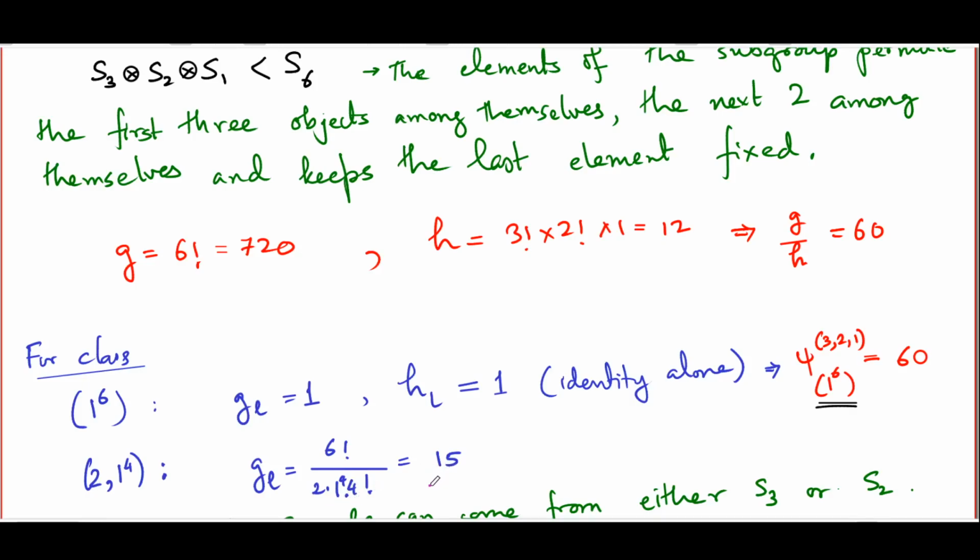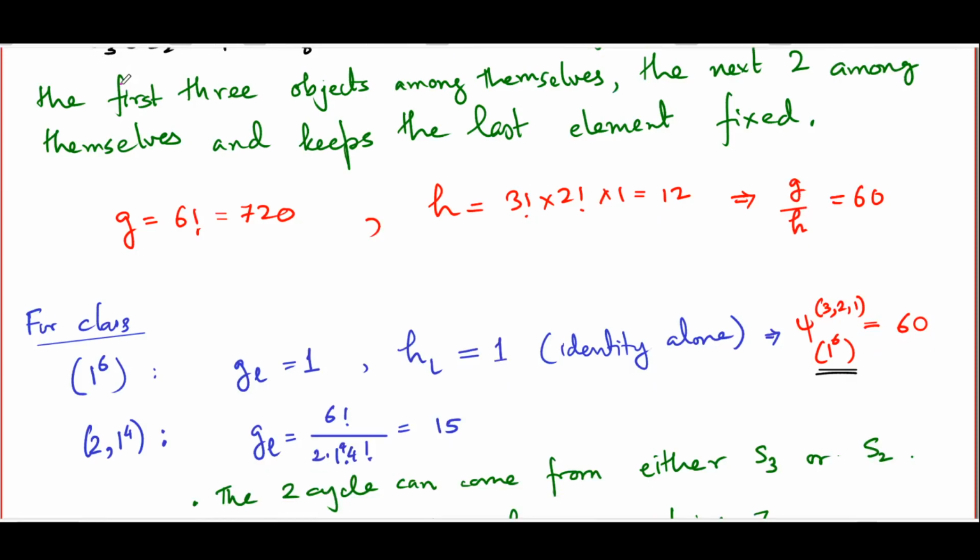So we know our GL. The question is, how many of these permutations survive into the subgroup S3 cross S2 cross S1? Of course, every permutation I am talking about here must have 1 2-cycle and 4 1-cycles. Now let us focus on this 2-cycle. Where can this 2-cycle come from as an element of this subgroup? Now, you cannot have a 2-cycle within S1. So the 2-cycle must have come from either S3 or S2.